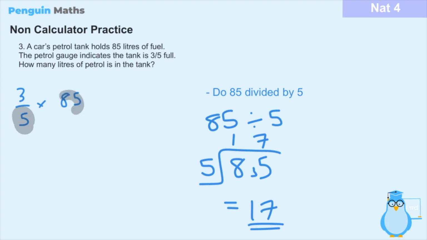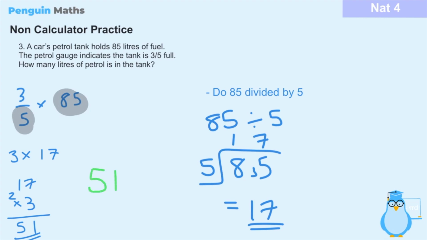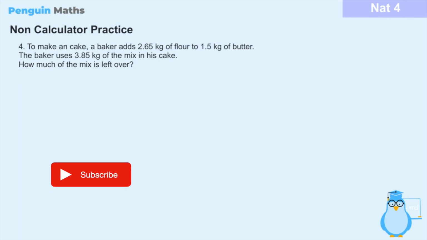So now we know this, then what we can do is finalise it by multiplying our answer by the 3. So because we did 85 divided by 5, we can now say that this is the same as 3 multiplied by 17. And then again, if we do this as a sum, we have 7 times 3, which gives us 21. So put the 1 down, carry the 2. And then we have 3 times 1, which is 3. Add on the 2, 4, 5. So that means our answer is 51. Or to bring it back into the context of the question, we would have 51 litres of petrol in our tank. Okay, so let's have a look at this next one, question 4.